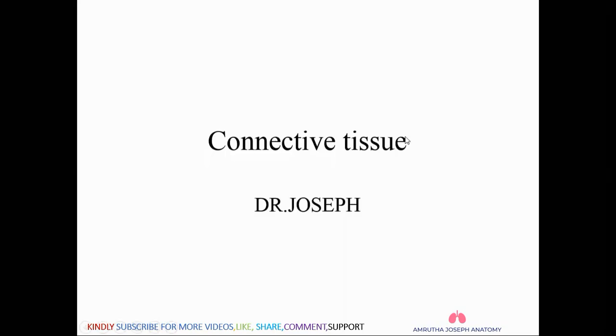Today we'll be seeing on histology topic connective tissue. So already I was talking about connective tissue while we were discussing about some other areas. So let's see connective tissue in detail today.